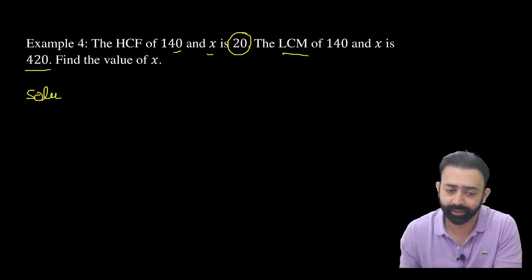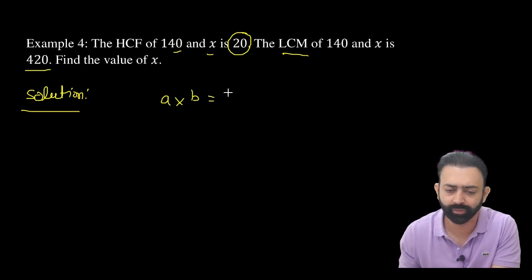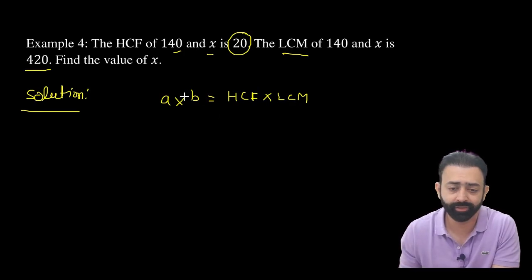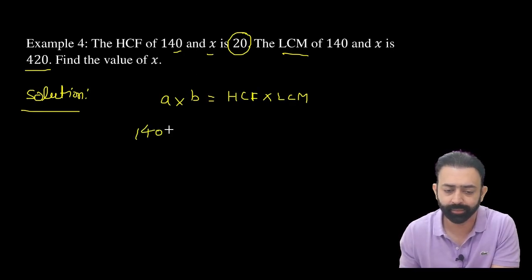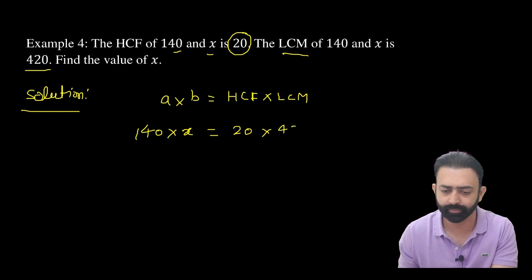So, as I said, the property that we will use here is A into B, meaning the multiplication of two given numbers is equal to the HCF multiplied by the LCM of the given two numbers A and B. So here, the first number A is 140, let us say, and the second number B I will take as x. This is equal to the HCF, which is 20, and the LCM of the given two numbers is 420. Right? On simplifying, I get x as 20 multiplied by 420 over 140.